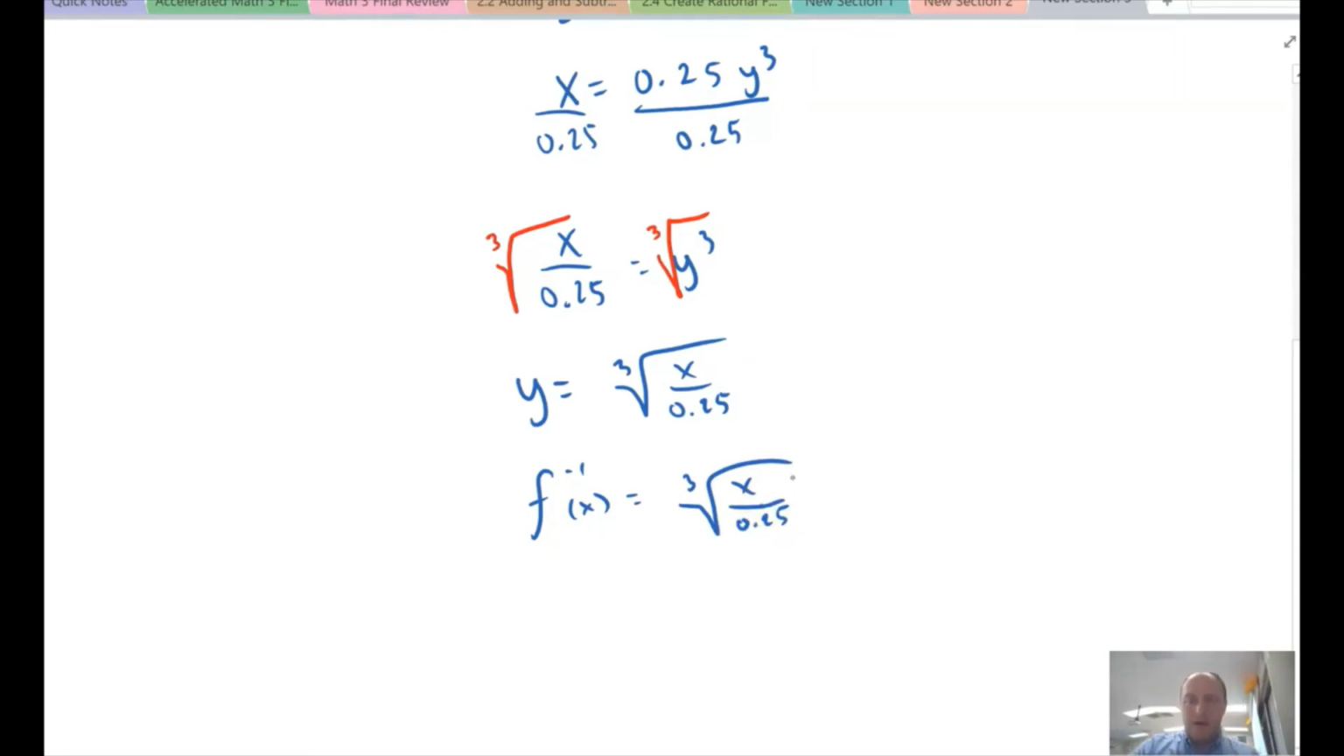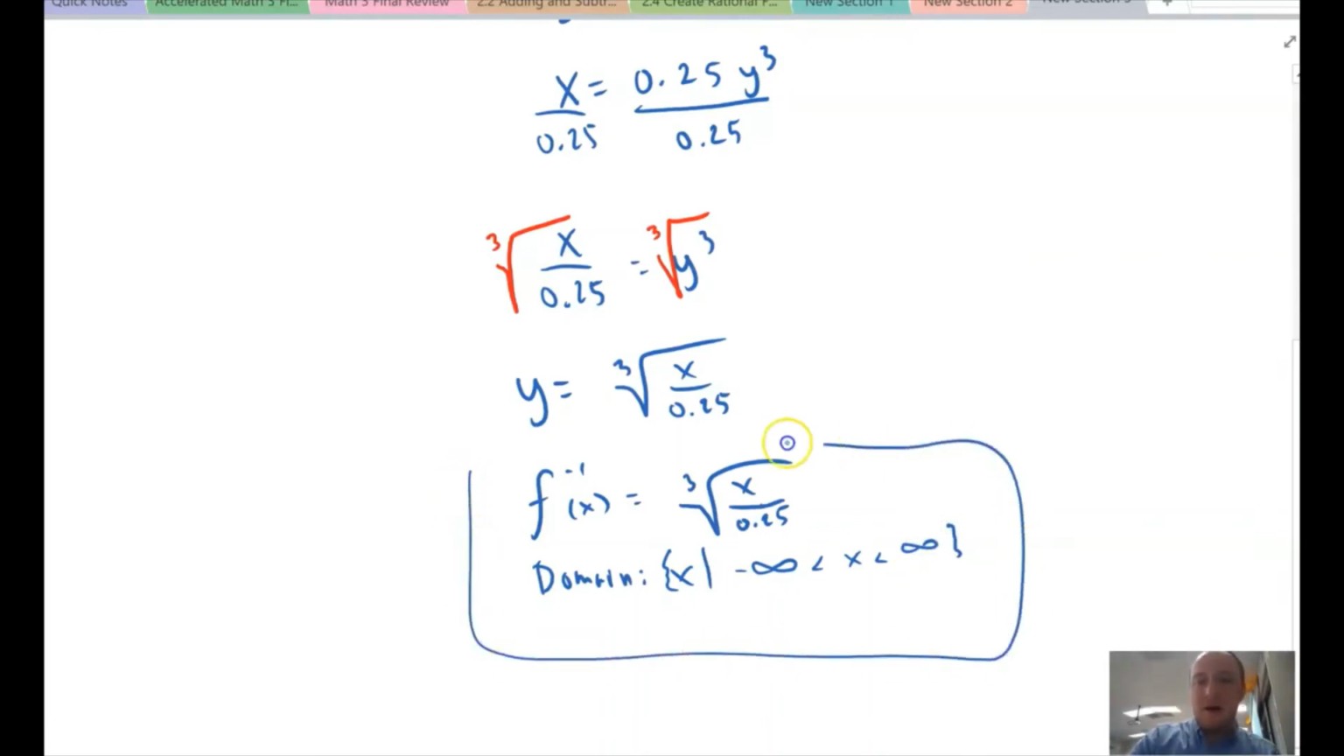Okay, and domain, are there any restrictions on domain? The answer is no, there aren't. Our domain is all real numbers, negative infinity to infinity and beyond. Okay, so that is our domain. Here's our inverse.